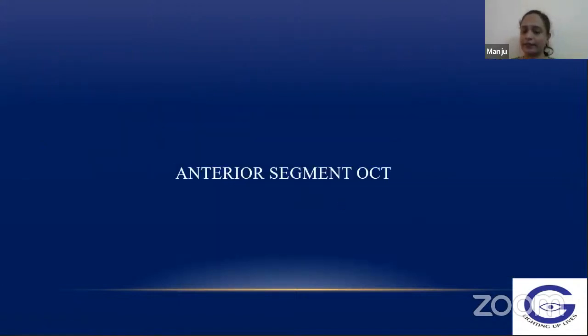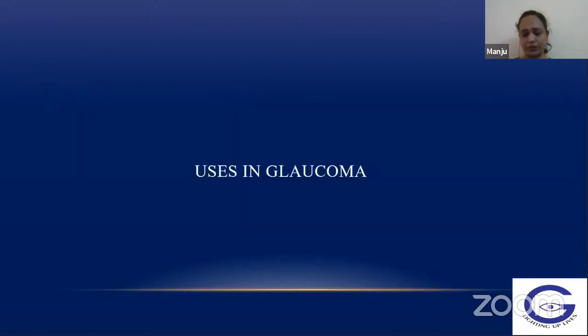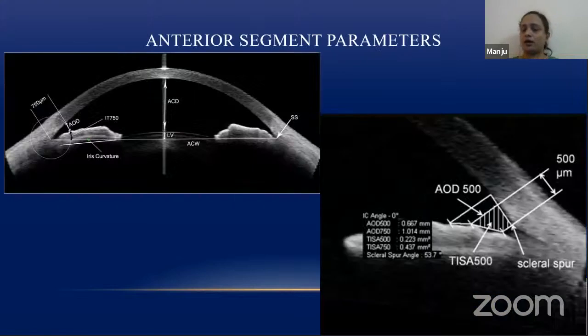We will quickly move on to the anterior segment OCT. It is rapid non-contact anterior segment imaging with the patient in the upright posture. So we look at the uses in glaucoma. It helps in the measurement of various anterior segment parameters.